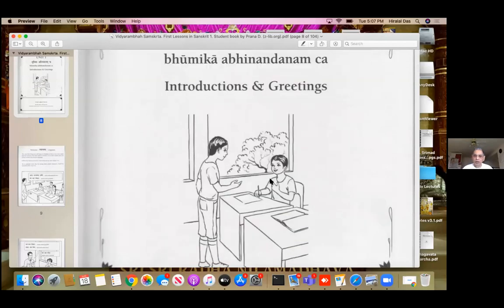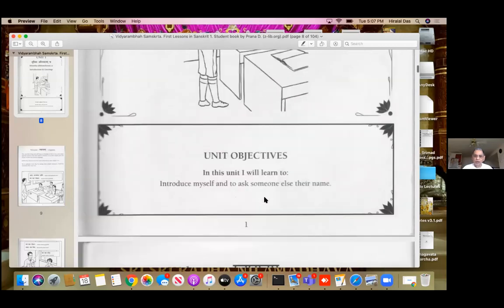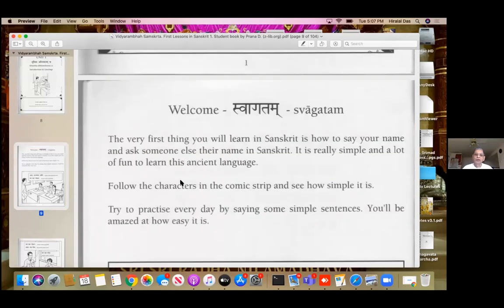So we're going to learn about introductions and greetings. Here is a boy sitting. They are introducing each other. Let's see how they do it. First of all, you will say swagatam. Swagatam means welcome. When someone comes to your house, you say swagatam. So if some guest comes to your house, you say swagatam.